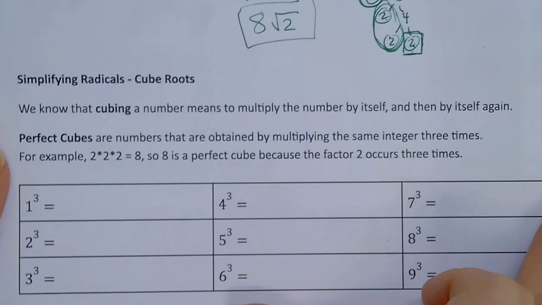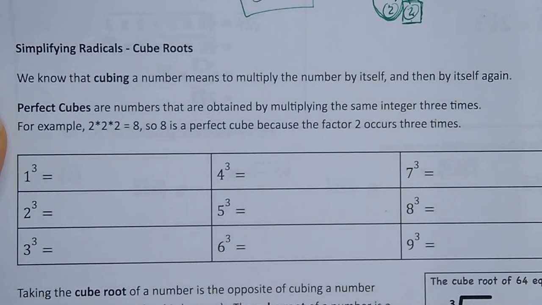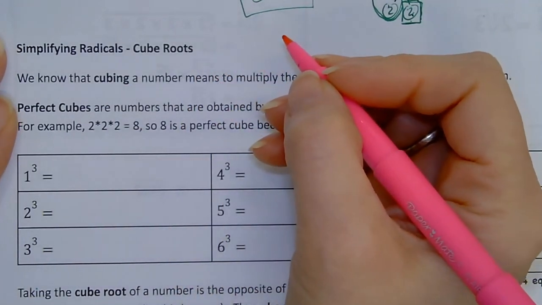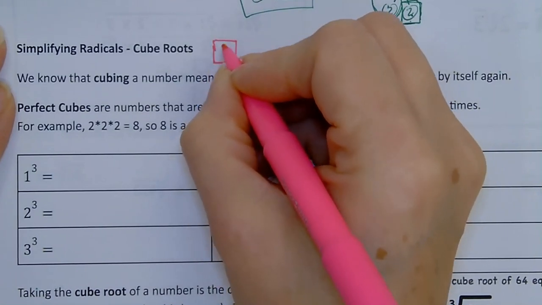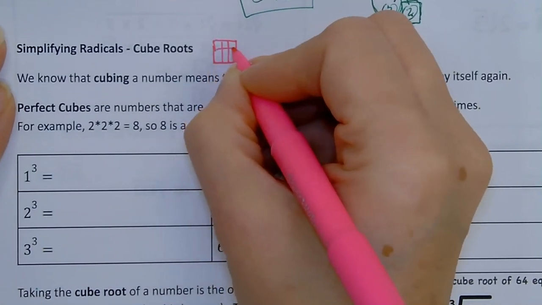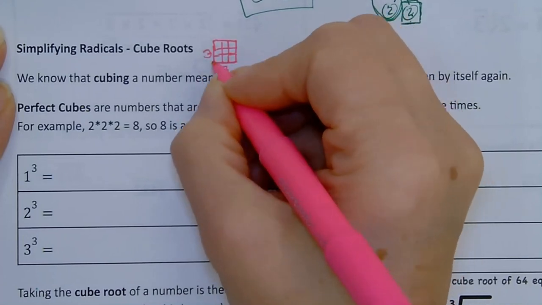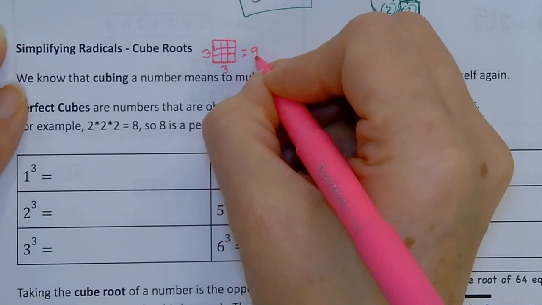We simplified radicals when we were talking about square roots. So today we're going to simplify radicals when we're talking about cube roots. So remember, a cube root is something to the power of 3. So a square root, remember when we said you might have a perfect square, that is 3 by 3, right? That is a square, a perfect square of 3 times 3, which is 9.